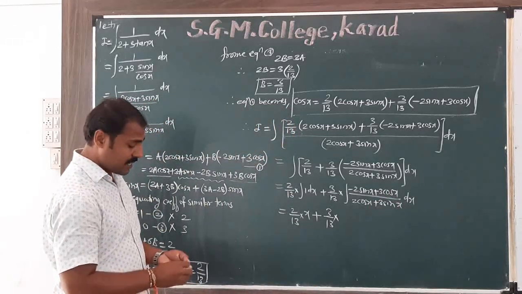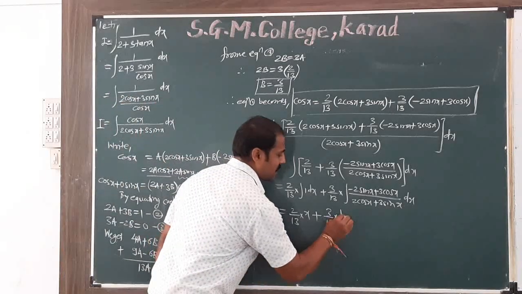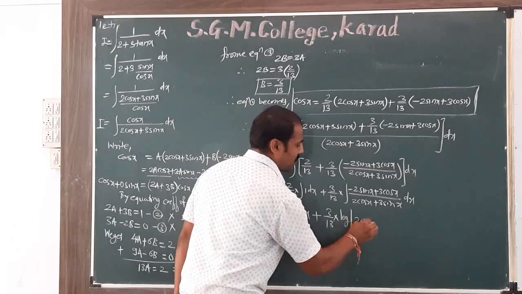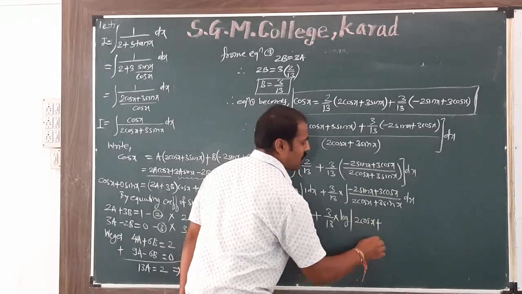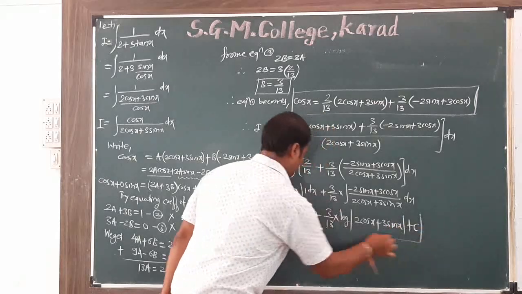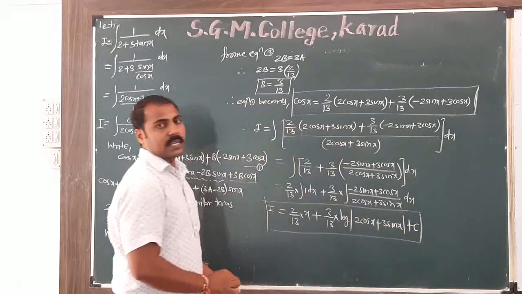The derivative of the denominator is in the numerator. So the answer of such type of integration is log of mod of the denominator, log of mod of 2 cos x plus 3 sin x, plus c. Here is the final answer of the second example.